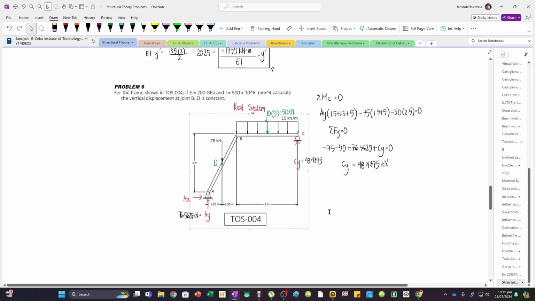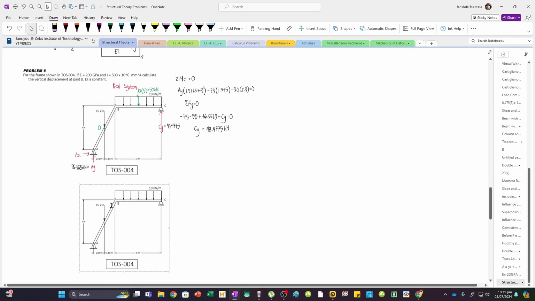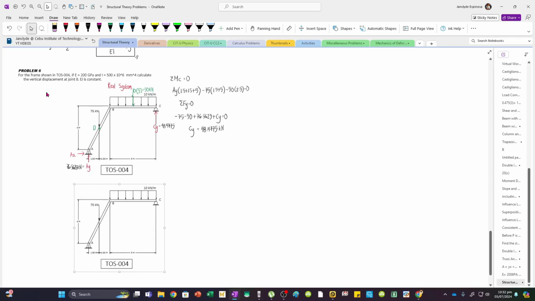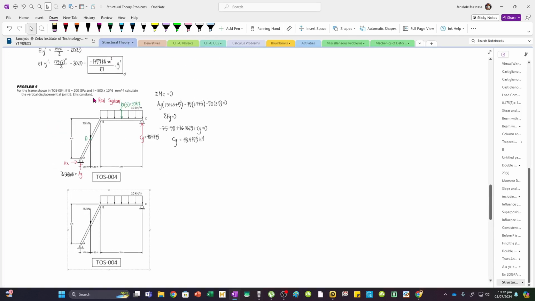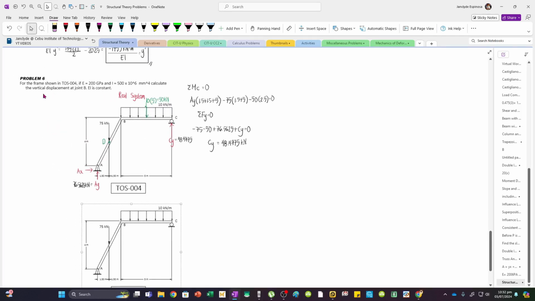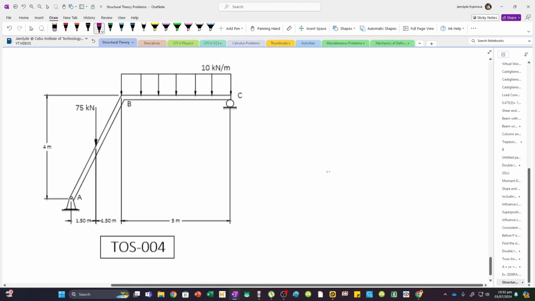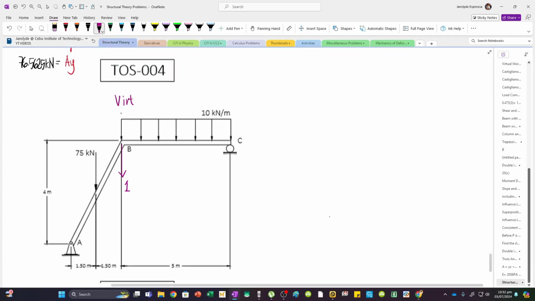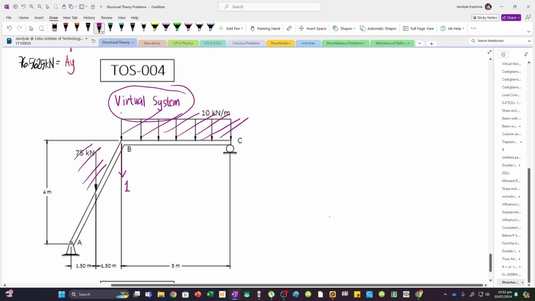But I must first solve the reactions of the virtual system. So, copy natin. Diba, for the virtual system, we have to calculate the vertical displacement at joint B. So vertical displacement, ibig sabihin, we have to apply a unit load at point B, which will cause a vertical displacement. So, dito sa point B, I have to add a unit load. Lagay natin 1. And then dito sa virtual system natin, we have to exclude all the loads. So, itong 75, wag mo na yung i-consider. Saka, itong 10 kN per m na load. Sa virtual system, only the unit load must act.